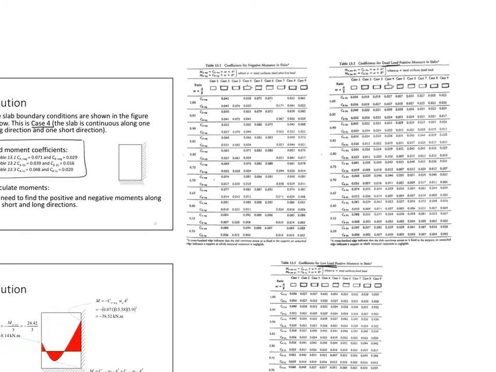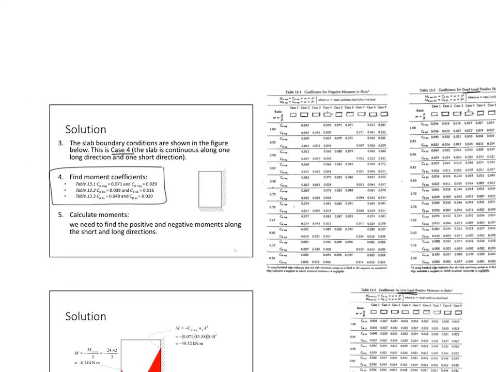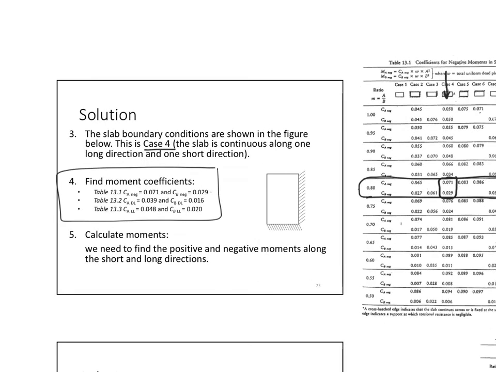How do I use this table? Let's remind each other. I know that my m equals 0.8. That means I have to look in this row over here. And then I know I'm at case 4. Then I go down this column, so I have these two numbers, 0.071 and 0.029. So I pick up those two numbers as my first two numbers in the equation. CA equals 0.071, CB equals 0.029. Those are for the negative values.